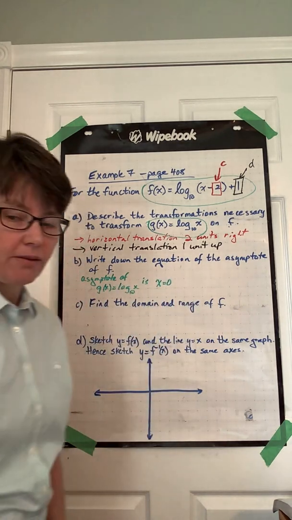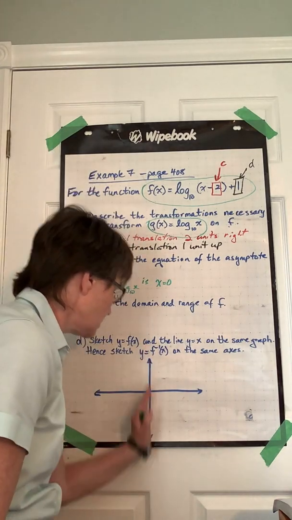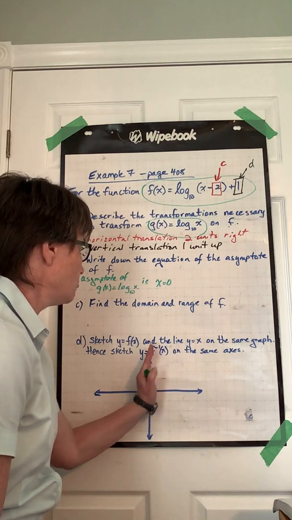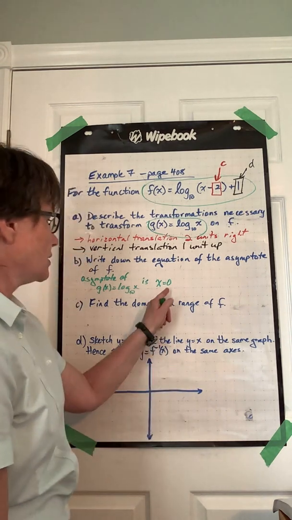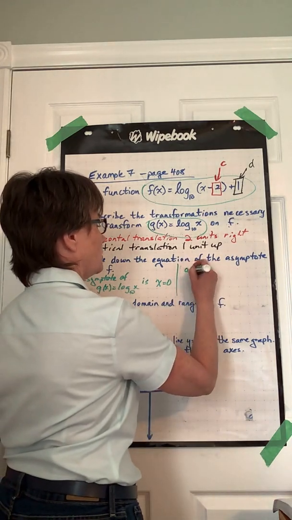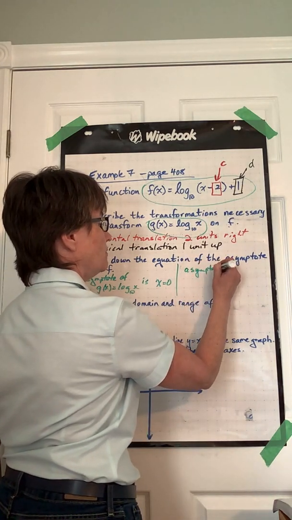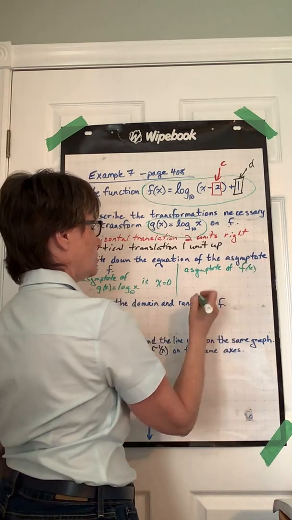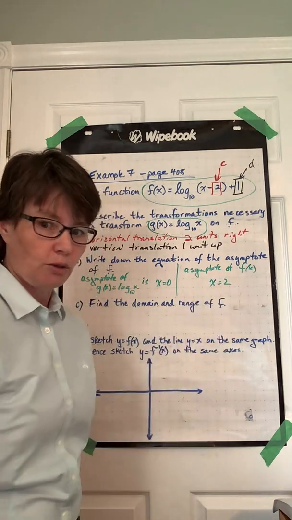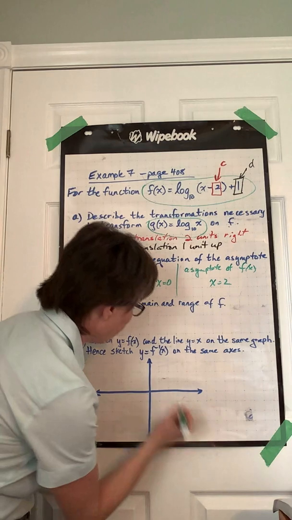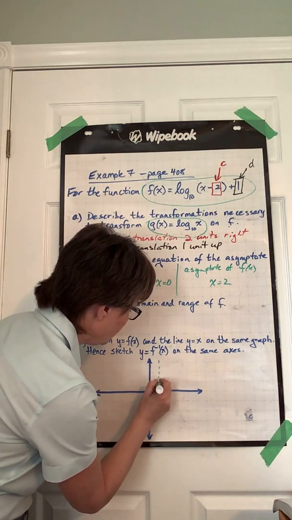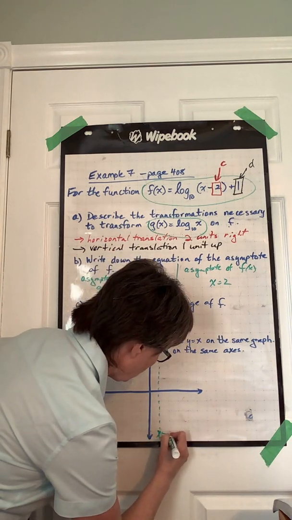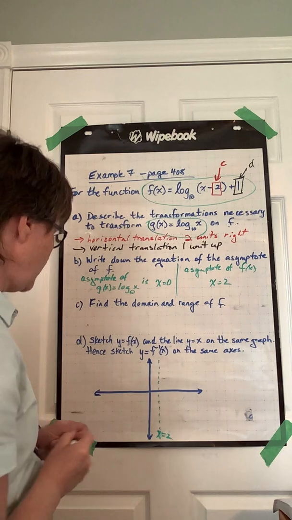So if we think about that asymptote, x equals 0, this is it, the y-axis down here. We need to move this whole function 2 units to the right, 1, 2. So that's going to change the asymptote. It's going to move it also 2 units to the right. So the asymptote of f of x is going to be x equals 2. Let's put that on here. I'll draw that and label it down here: x equals 2 is our asymptote of f of x.